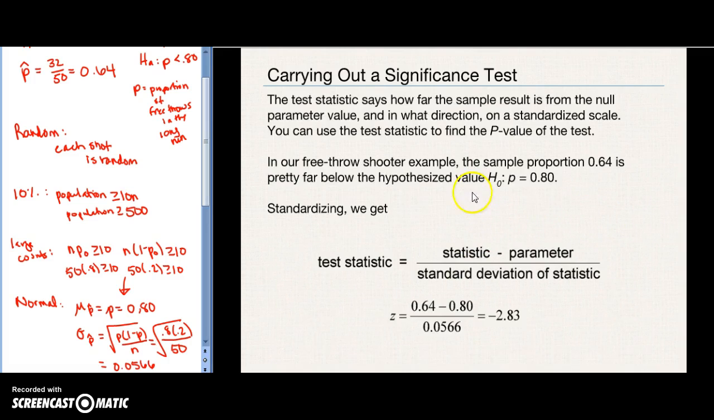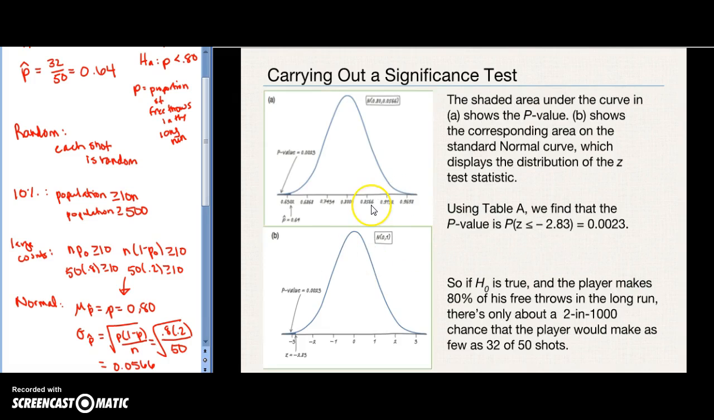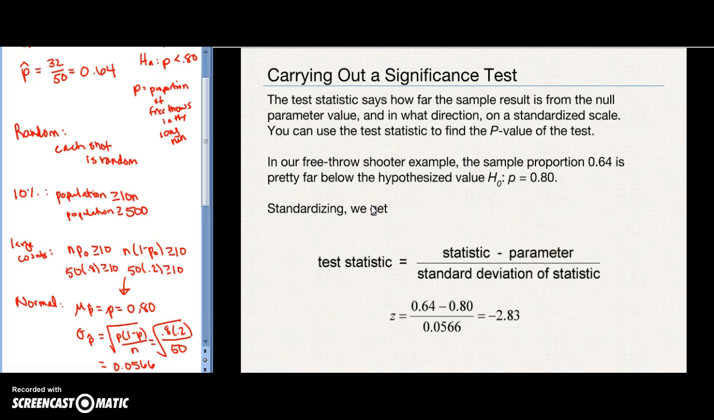So here's what they were saying, plugging in our actual values. We want to know how far away our sample result was from the null, and we want to do it on a standardized scale, so that's why we're using a test statistic. Our free throw shooter had that p hat, there was our null, and that's how they plugged it in. Statistic, p hat, parameter, our null, standard deviation of the statistic, what we found, and that gives us a z-score.